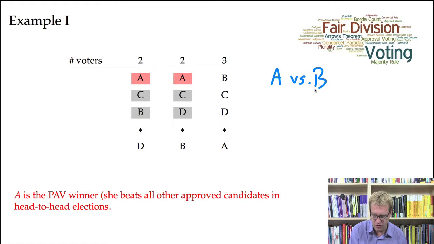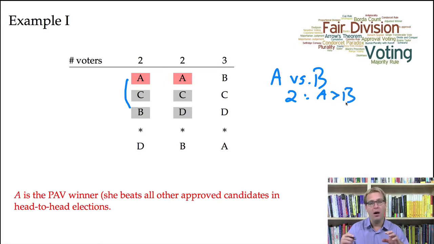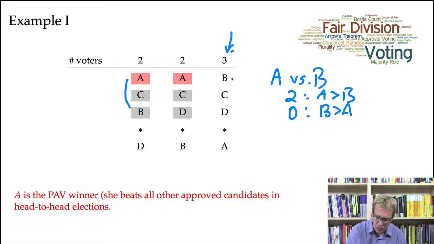Note that 2 people rank A above B. So 2 people rank A above B. And then how many people among the majority approved candidates rank B above A? Well, if we look at all of these lists here, 0 people rank B above A. Nobody among the majority approved candidates ranks B above A. Of course, 3 people in this column do rank B above A, but they don't approve of A.